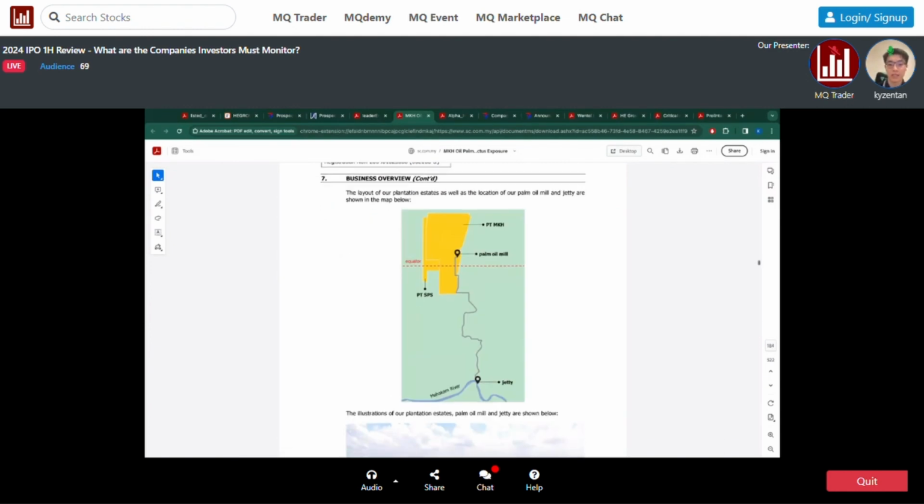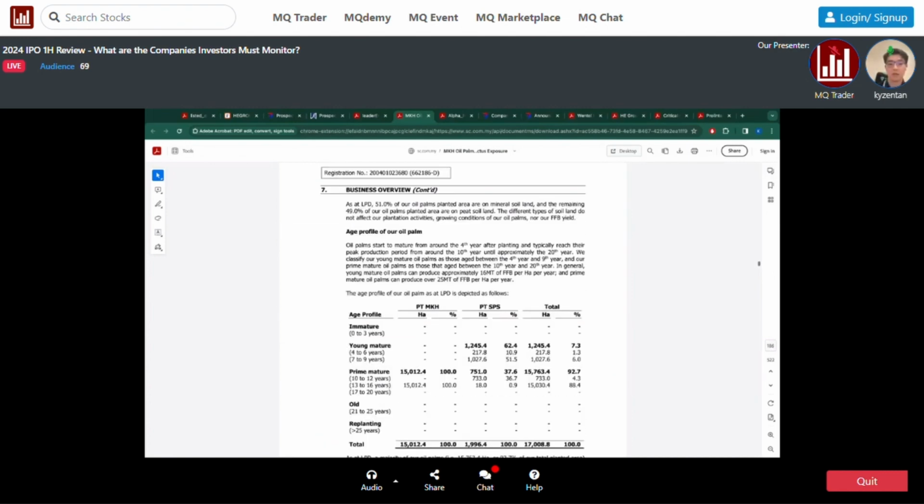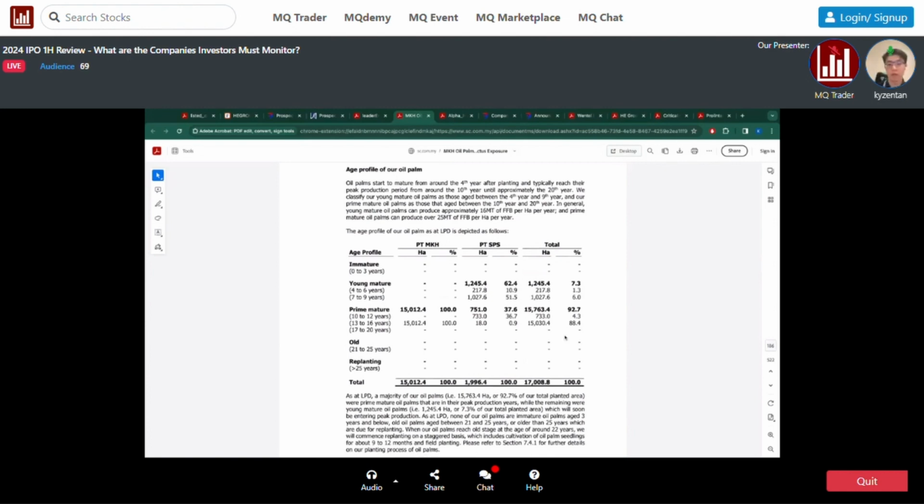Okay, their plantation estates, to be exact, is in East Kalimantan. So a lot of info over here as well. You can look at the age profile; the immature basically haven't started producing. Young mature or going into prime mature generally is the best yielding plantation because the tree is lower for the workers to go and harvest, right? If it's higher, you take more effort to harvest as well.